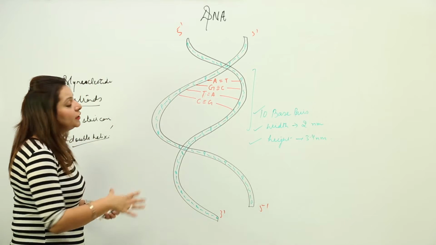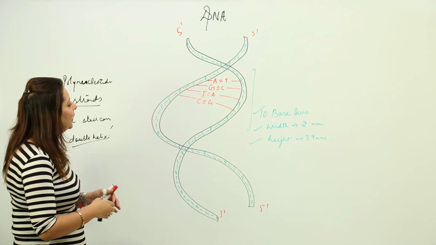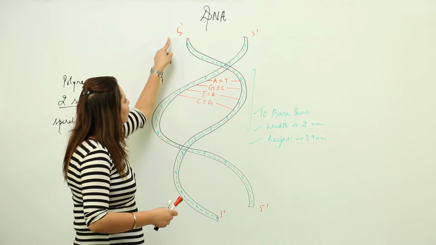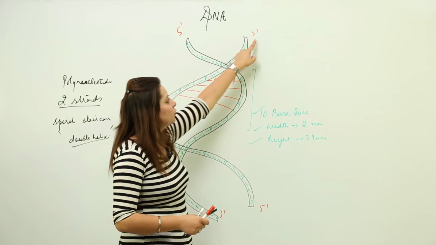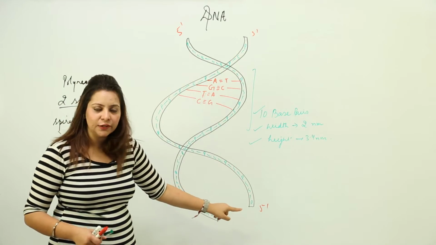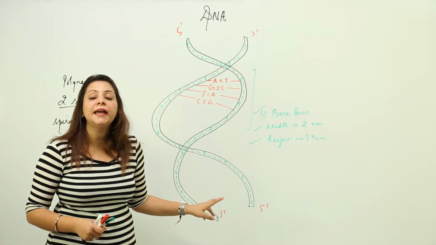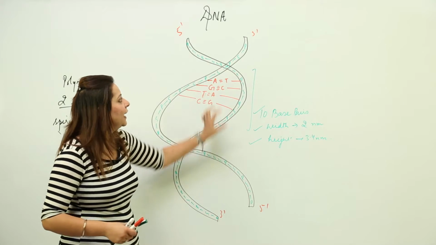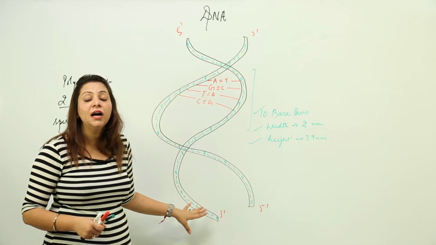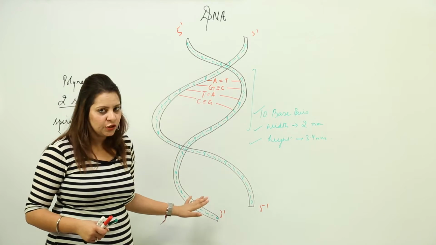So if we talk about the strands first, you will see that I have mentioned one strand as 5' and its end as 3', and the other strand as 3' and its end as 5'. So actually these two strands are anti-parallel to each other, and that is indicated by this 5' and 3' and 3' and 5'. So they are anti-parallel to each other, right?